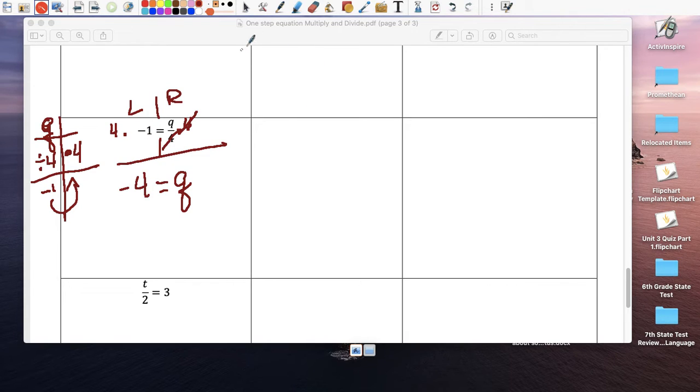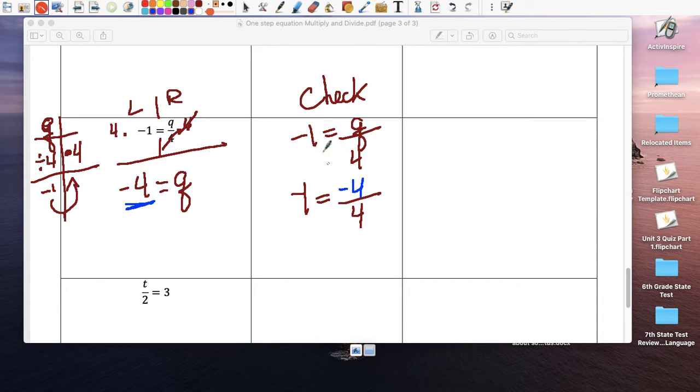So that's my answer. My check, -1 equals q over 4. -1 equals, and then for the q, I'm going to put this value right here, -4. Well, what's a negative divided by a positive? It's a negative. 4 divided by 4 is a 1. Okay.